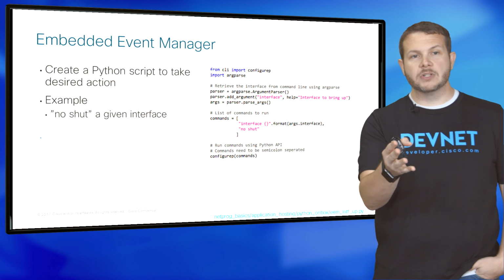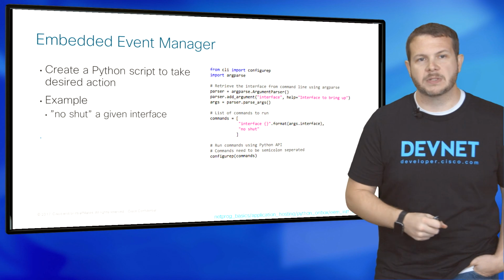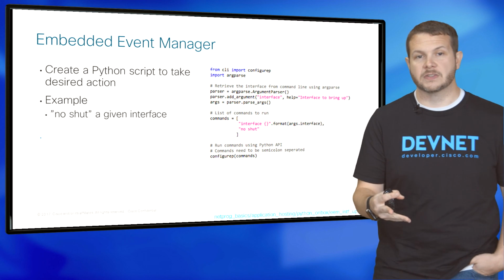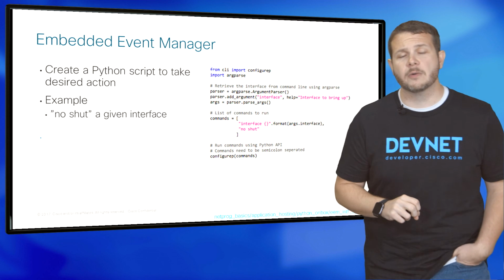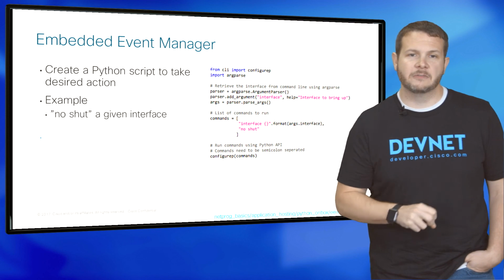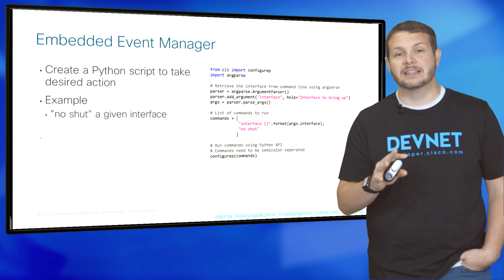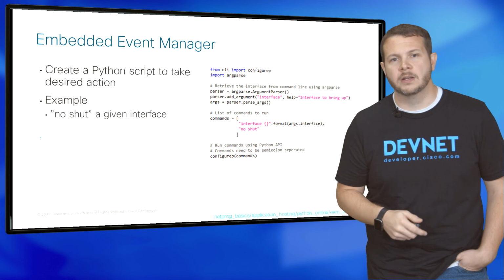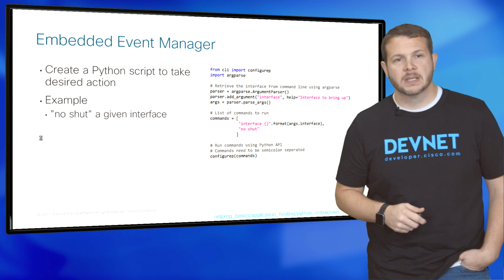So in here, what we're going to do is we've created a Python script that will take our desired action. In this case, we simply want to no shut an interface, but our script could be far more sophisticated, from logging information to verifying configuration details. The sky is the limit with what you want to do in your Python script. For this demonstration, a very basic one, we want to no shut an interface.